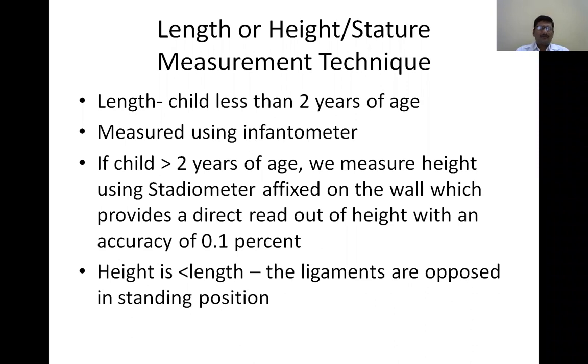Normally, there's a little difference between height and length. Normally, the length is slightly more, by maybe a few mm or a maximum of 1 centimeter, than the height. This is because, as you are in standing posture, the ligaments are opposed due to the body weight. So sometimes the height may be slightly lesser than the length. As you are in supine position, what you measure is the length. As you are in standing position, what you are measuring is the height.